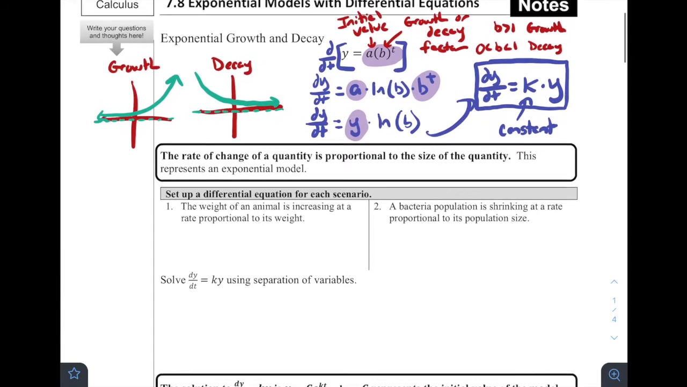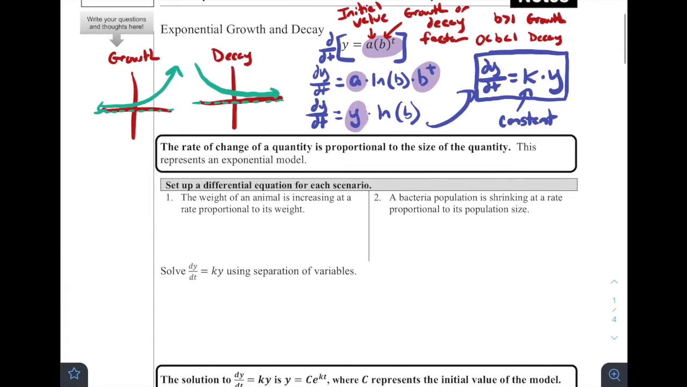Some of the problems that we have in this section, and that we see on the AP exam for free response and multiple choice, are ones where we want to figure out context. So for this next part, we're going to set up a differential equation for each scenario. Number 1, the weight of an animal is increasing at a rate proportional to its weight. Because we know that it's increasing at a rate proportional to its weight, we can say, since it depends on the weight, that it's going to be one of these exponential growth problems.